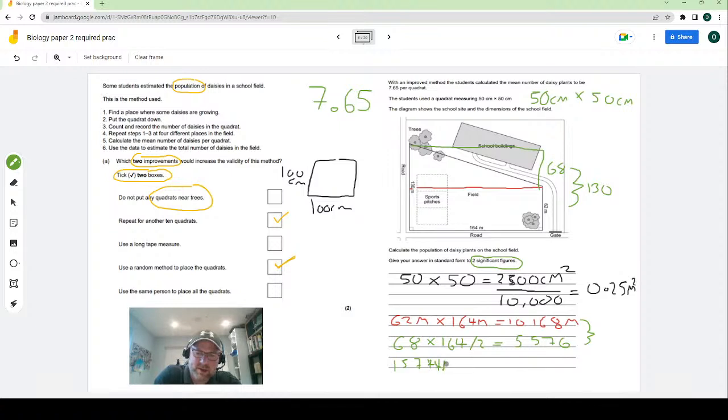So that's the square meterage of the field. And then we're going to divide by 0.25 because that's how big our quadrat was. And then times 7.65, which is pretty brutal. Okay, that was pretty horrible. Yeah, I'm sure I'm a little bit out there. Well, let's see what we've done there. That's 481. Well, I've run out of room. 766.4. Yeah, I'm definitely out because they wanted it to two significant figures. And there's no way that I've calculated that correctly.